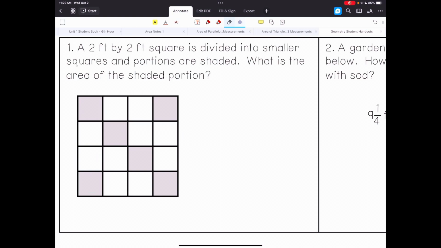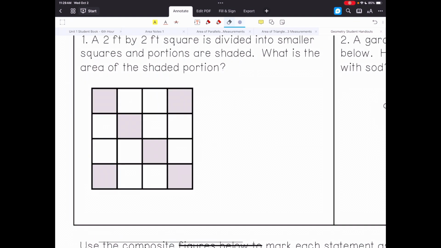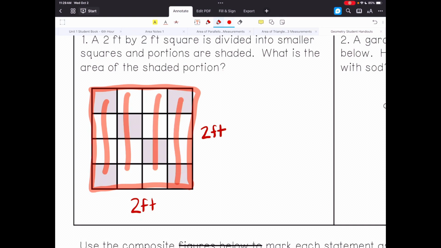So the first one is a neat one because it kind of looks like a checkered board. It's a 2 foot by 2 foot square divided into smaller squares and portions are shaded. What is the area of the shaded portion? So this one's kind of cool because we know that this side is 2 feet and this side is 2 feet. And there's a couple of different ways that we can do this. So we can find the area of the entire figure. So we could do the 2 by 2 foot and find the area of the whole thing. But then we would have to cut it up into sections and figure out how many of them are shaded.